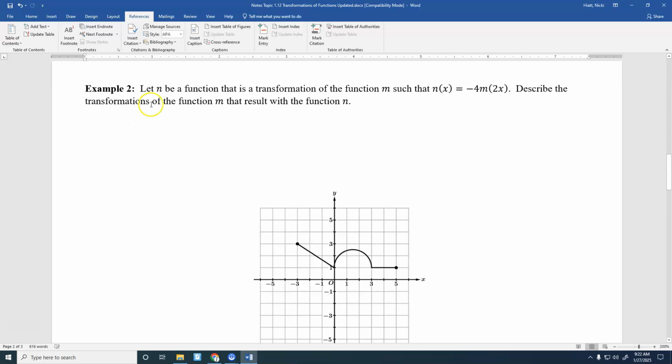Alright, so let n be a function that is a transformation of the function m, such that n equals negative 4m times 2x. Describe the transformations of the function that will result in the function n. So we're not looking at this graph here, we're just looking at this equation. So you actually have 3 things that are going on in this graph. You have this negative that we're going to treat separately from this 4, and then we have the 2 right here.